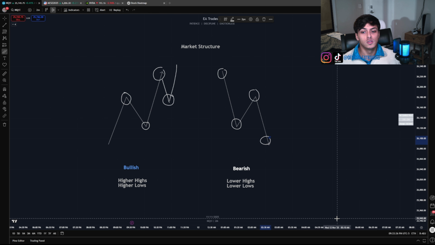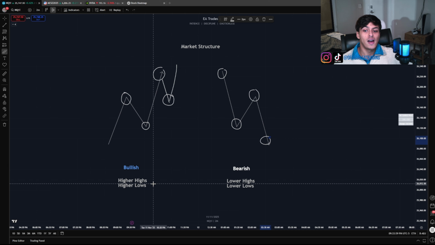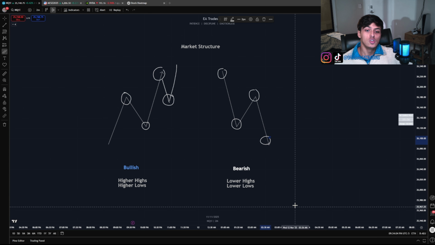Bullish structure is composed of two things: higher highs, higher lows. Bearish structure is composed of two things as well: lower highs and lower lows. That's as simple as it gets. Whenever you see market structure shifting from bearish to bullish or bullish to bearish, you can confirm it by these two steps. If bearish is going to bullish, you want to see that there's a higher high and a higher low. If bullish is going to bearish, you want to see a lower high and a lower low.